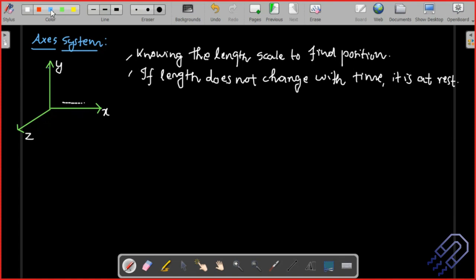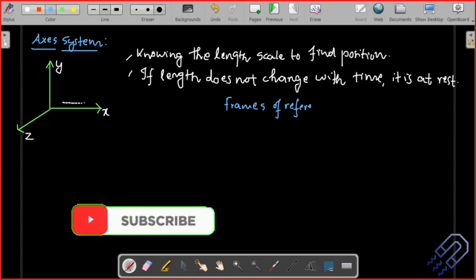Now, what are these frames of reference all about, and which frame of reference are we going to consider? Frames of reference.